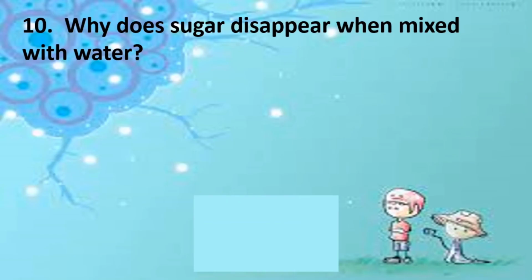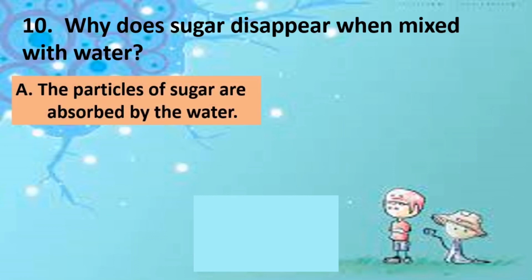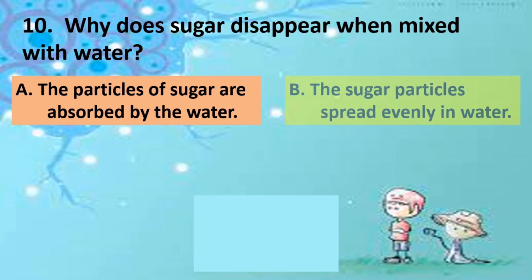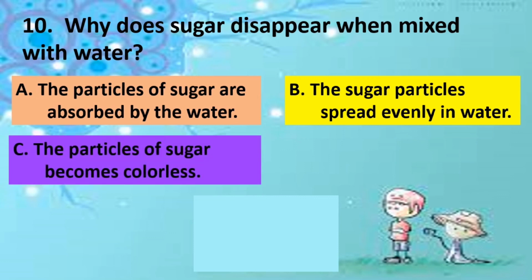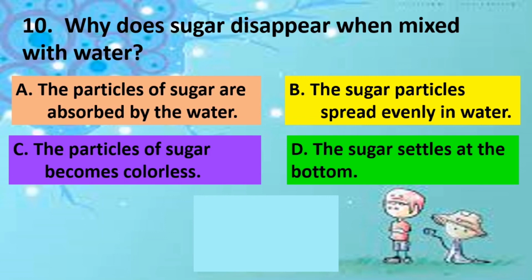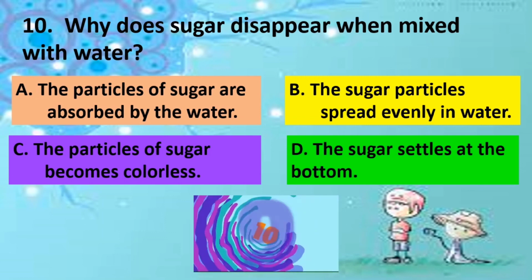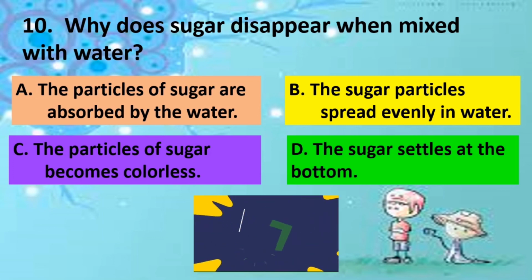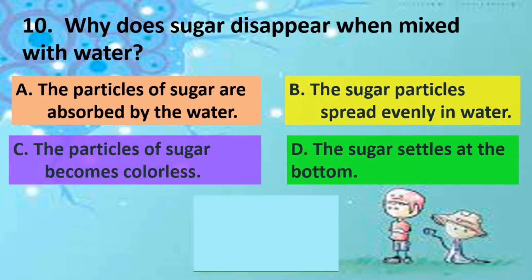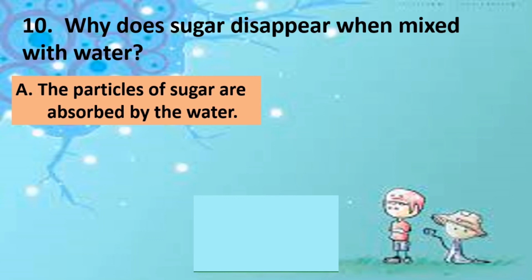And the last but not the least, number 10. Why does sugar disappear when mixed with water? A. The particles of sugar are absorbed by the water. B. The sugar particles spread evenly in water. C. The particles of sugar become colorless. Or D. The sugar settles at the bottom. The answer is letter A. The particles of sugar are absorbed by the water.